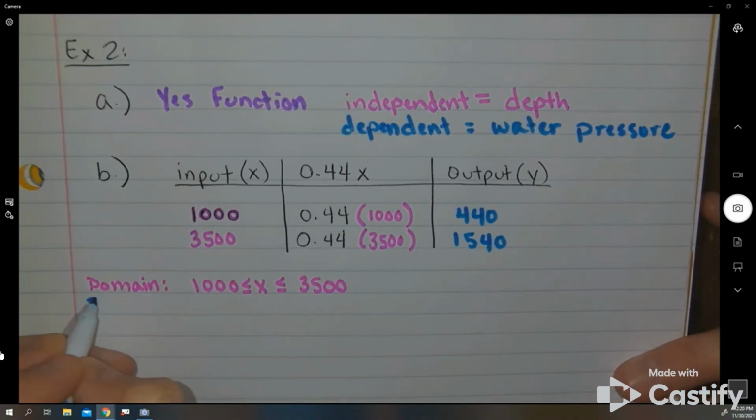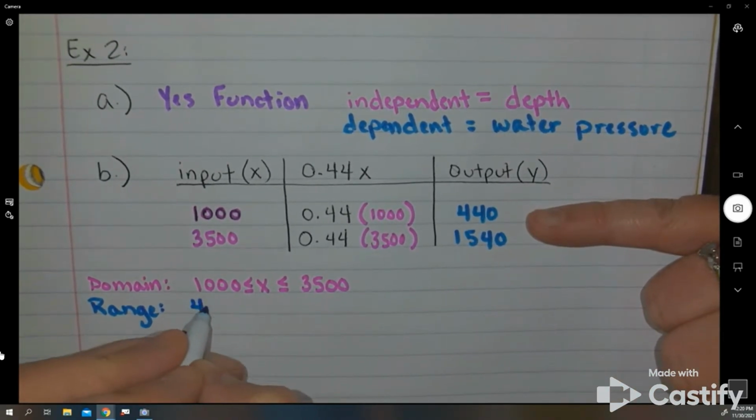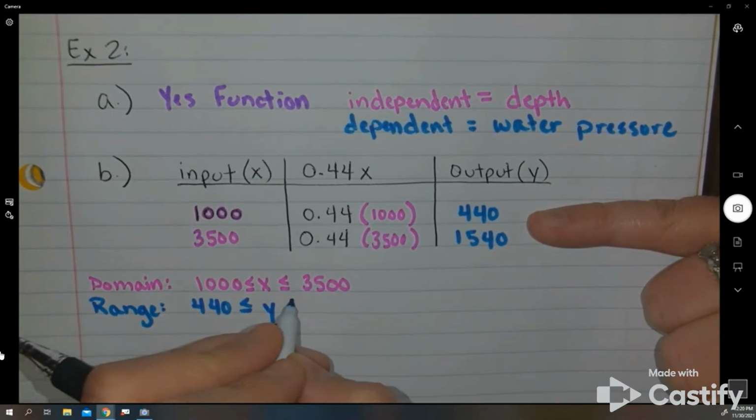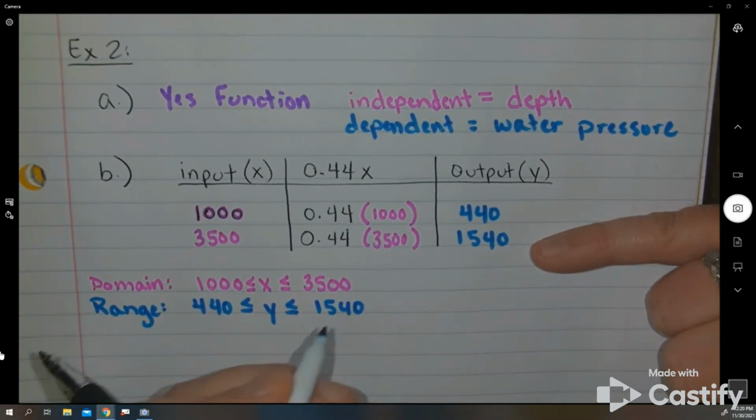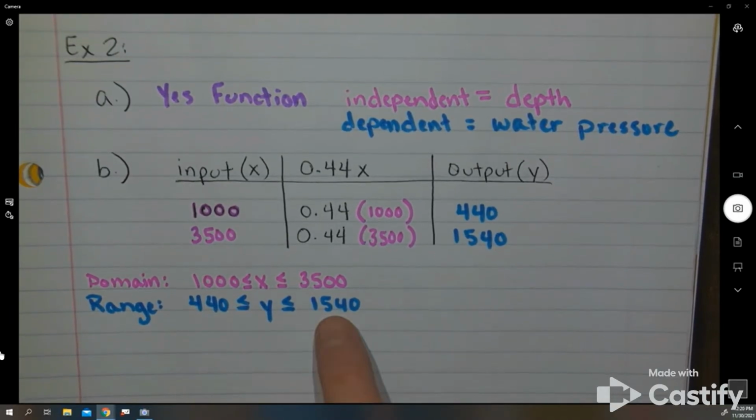Then our range, now that we've plugged in those domain values, we look at what we got for the output. The smallest amount we got was 440 pounds per square inch, and the greatest value we got was 1,540 pounds per square inch. So that output, or that range value, is greater than or equal to 440, but less than or equal to 1,540.